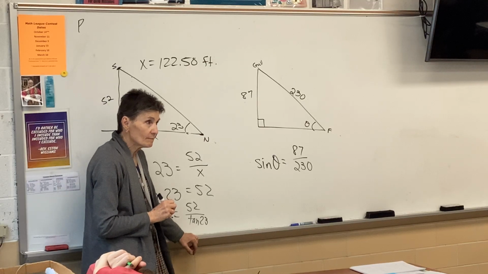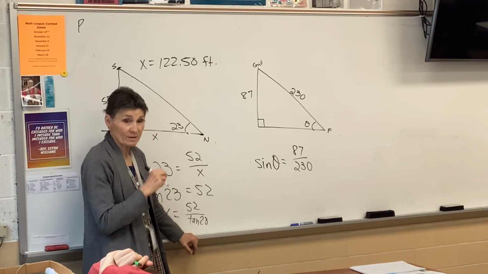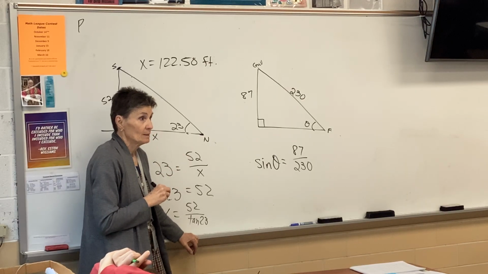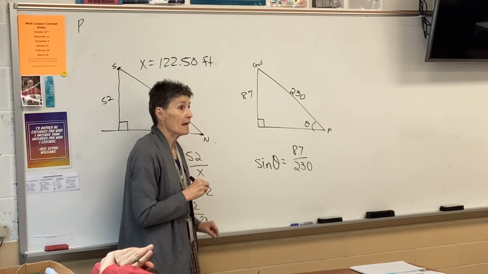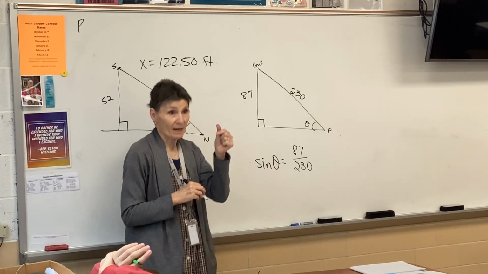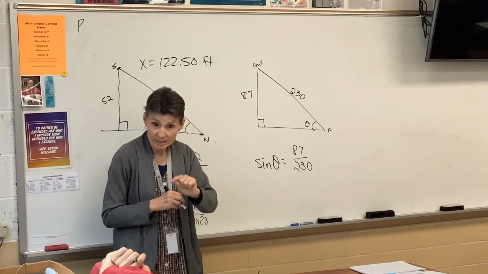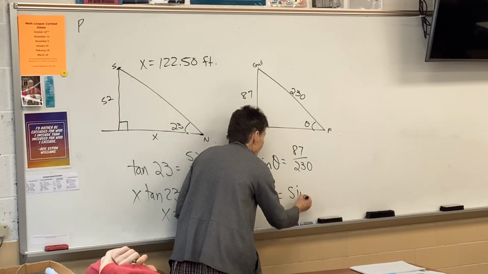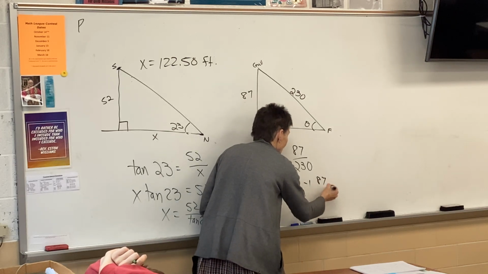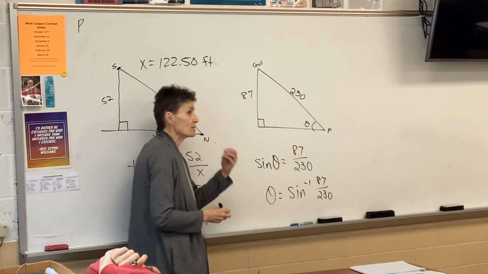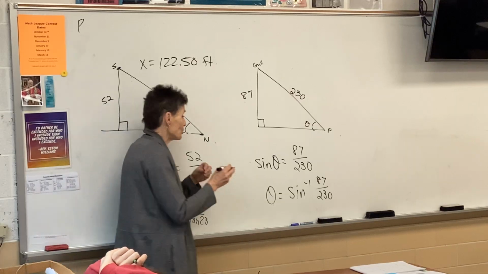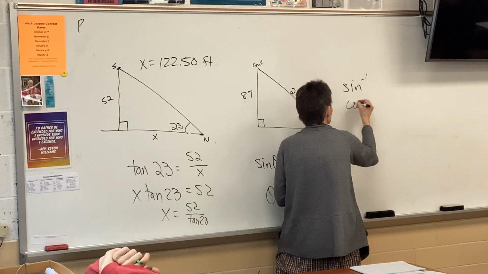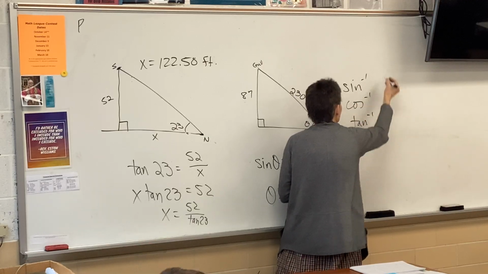Would you agree that I am looking for the angle that has a sine of 87 over 230? When you are looking for an angle, you use a new button. Yeah, use the inverse of the sine. So theta is the angle whose sine is 87 over 230. You use the inverse sine. Use these buttons when you are finding an angle.